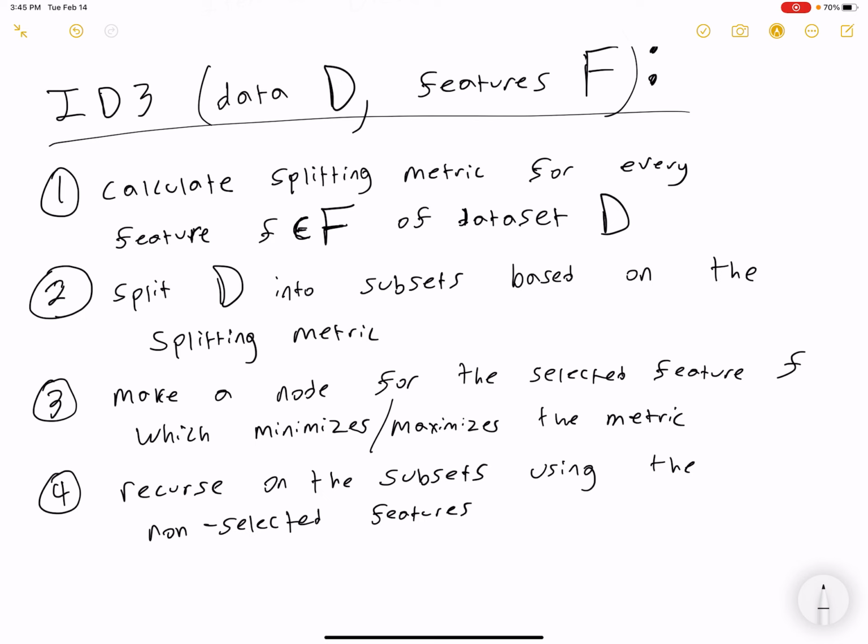So at a high level, we calculate a splitting metric, which tells us the information gain. We split the data set into subsets based on the information gain for each feature, and then the one which minimizes or maximizes our information gain or information gain like metric, we will then split the data set into parts and do the same thing on each of those parts. But now with all of the features that are remaining, because you've already split on the feature above, and you do the same process again, recursively on each of the children.